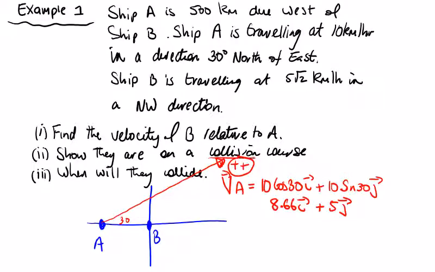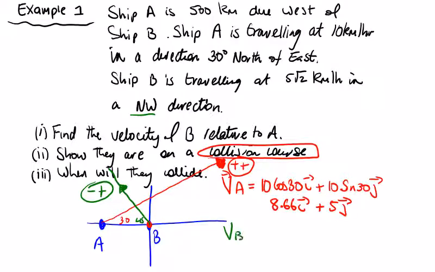Now collision course is the second part. The j's will have to be the same if they're on a collision course. We'll look at that in a sec, but let's get the velocity of B first. B is here. It's traveling in a direction northwest, so 45 degrees at 5 root 2. So it's approximately going in this direction here, 45 degrees. So that's negative, positive, just always double check these.